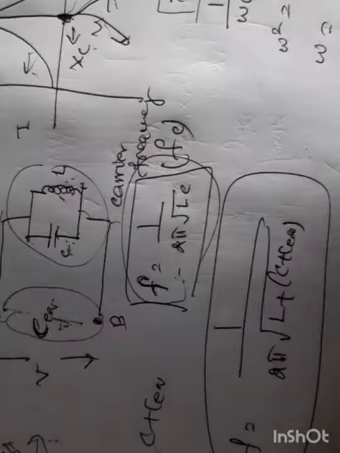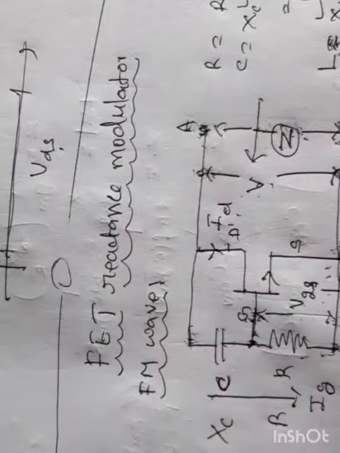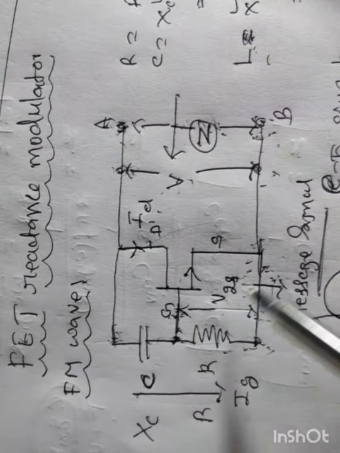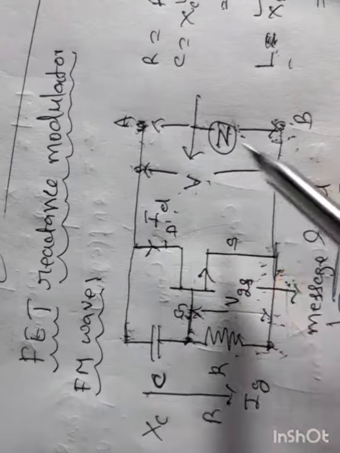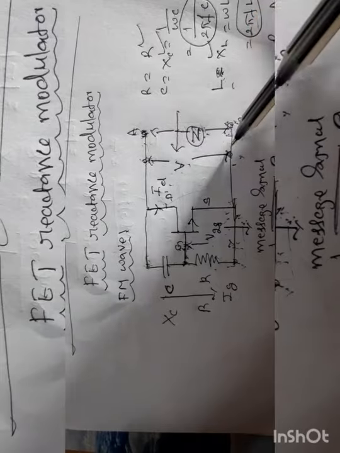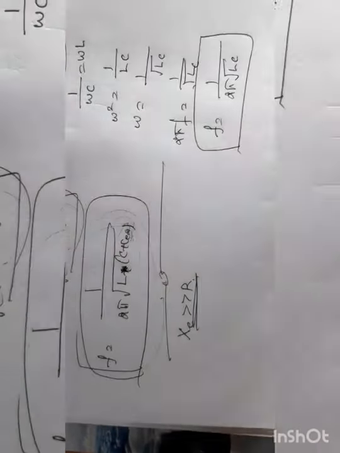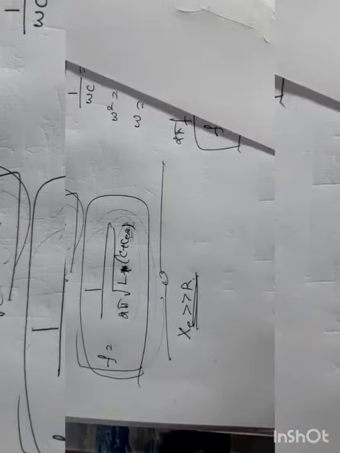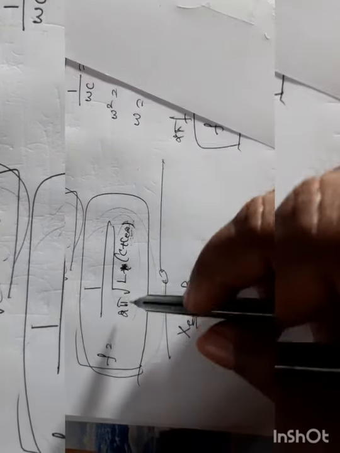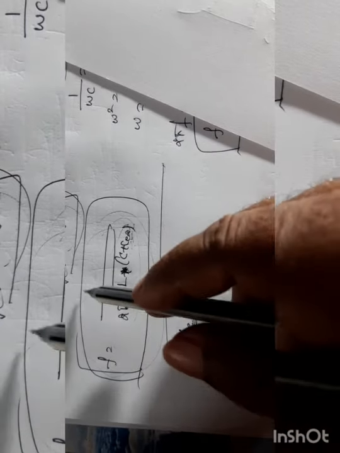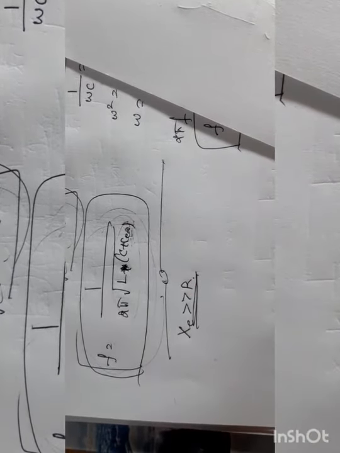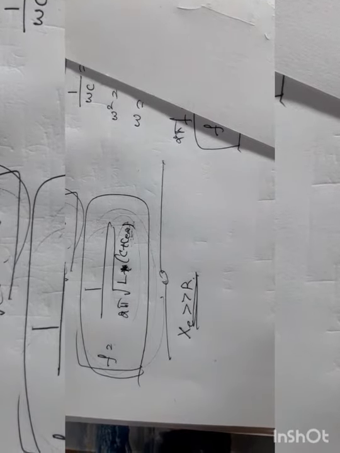That is, when the message signal VGS is 0, there is no gate source voltage, there is no drain current, therefore there is no capacitive reactance here. C equivalent is 0. Therefore, from this expression, we can say that F equals 1 over 2 pi root L into C plus C equivalent, where C equivalent is 0. Therefore, F is equal to 1 over 2 pi root LC. That is the carrier frequency. So there is no change in carrier frequency.